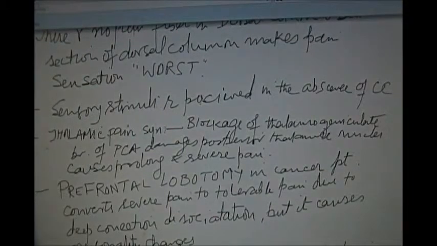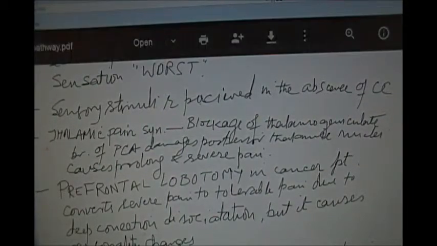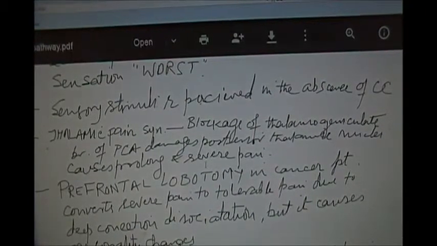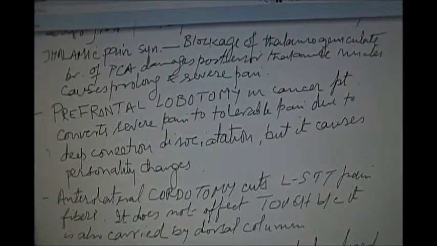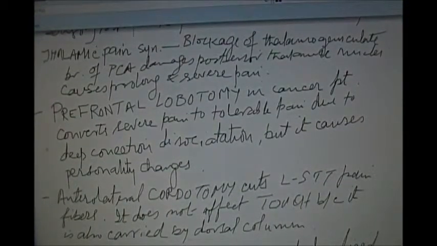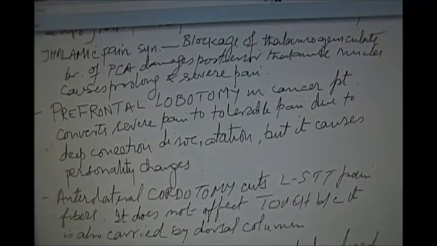What is thalamic pain syndrome? The blockade of the thalamo-geniculate branch of the posterior cerebral artery damages the posterior thalamic nuclei and causes prolonged and severe pain. What surgical procedures are carried out for severe pain relief?